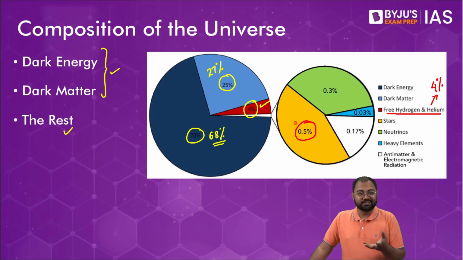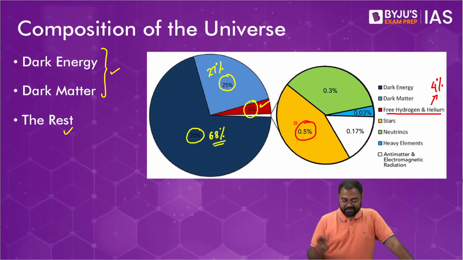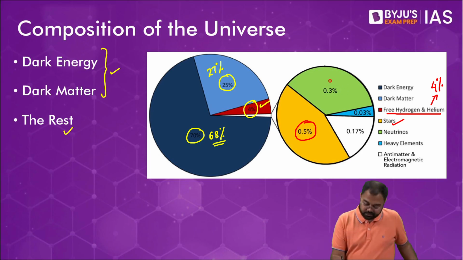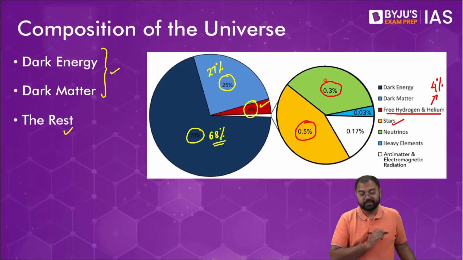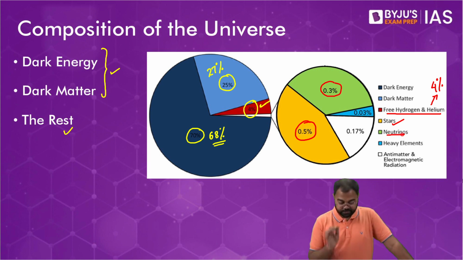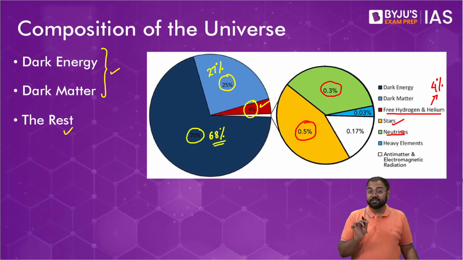How many do you see? 10, 20. If you're living in Delhi, 0. So all those stars that we see make up a very tiny fraction of the billions and billions of stars, and that makes only 0.5%. So 0.5% is all the stars in the universe. Then 0.3% is neutrinos.